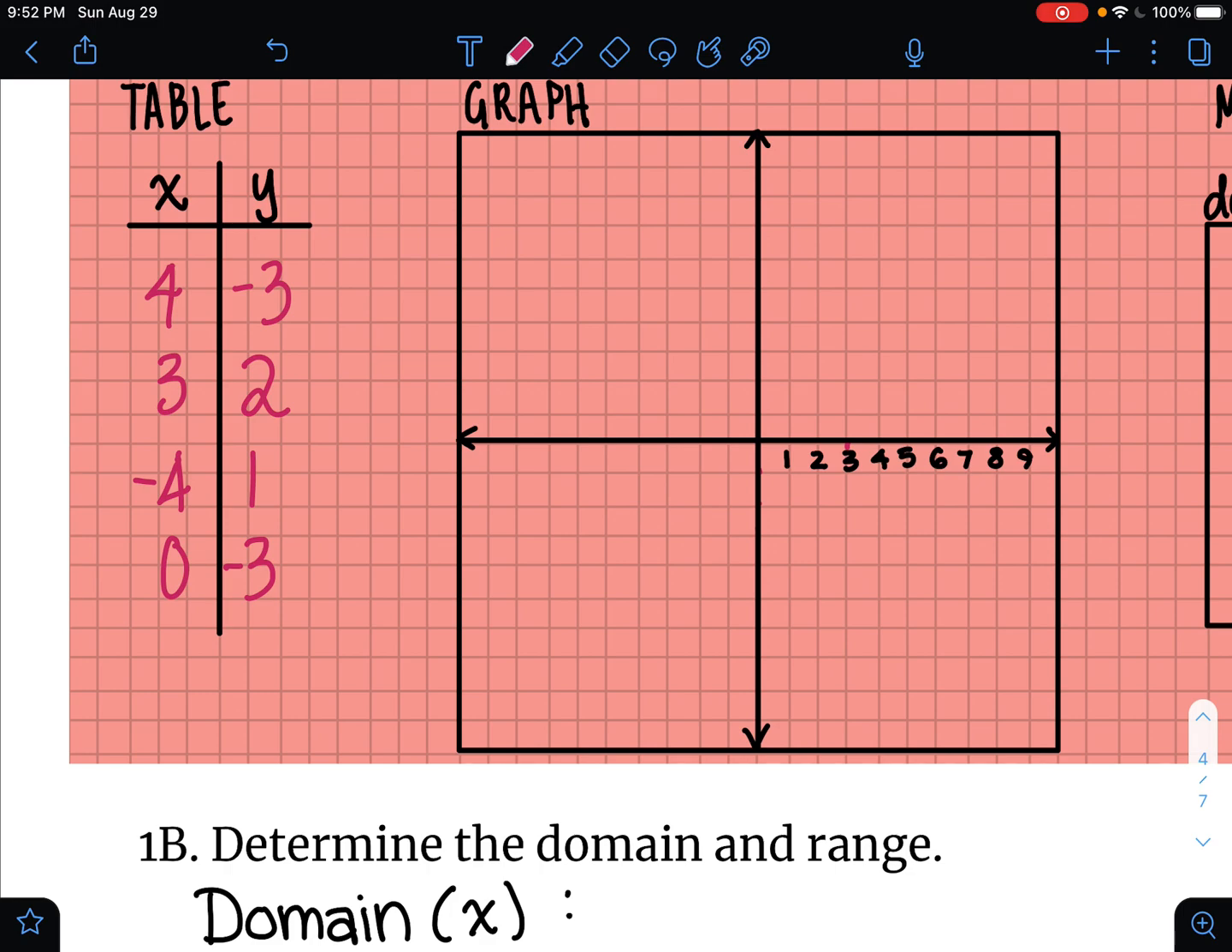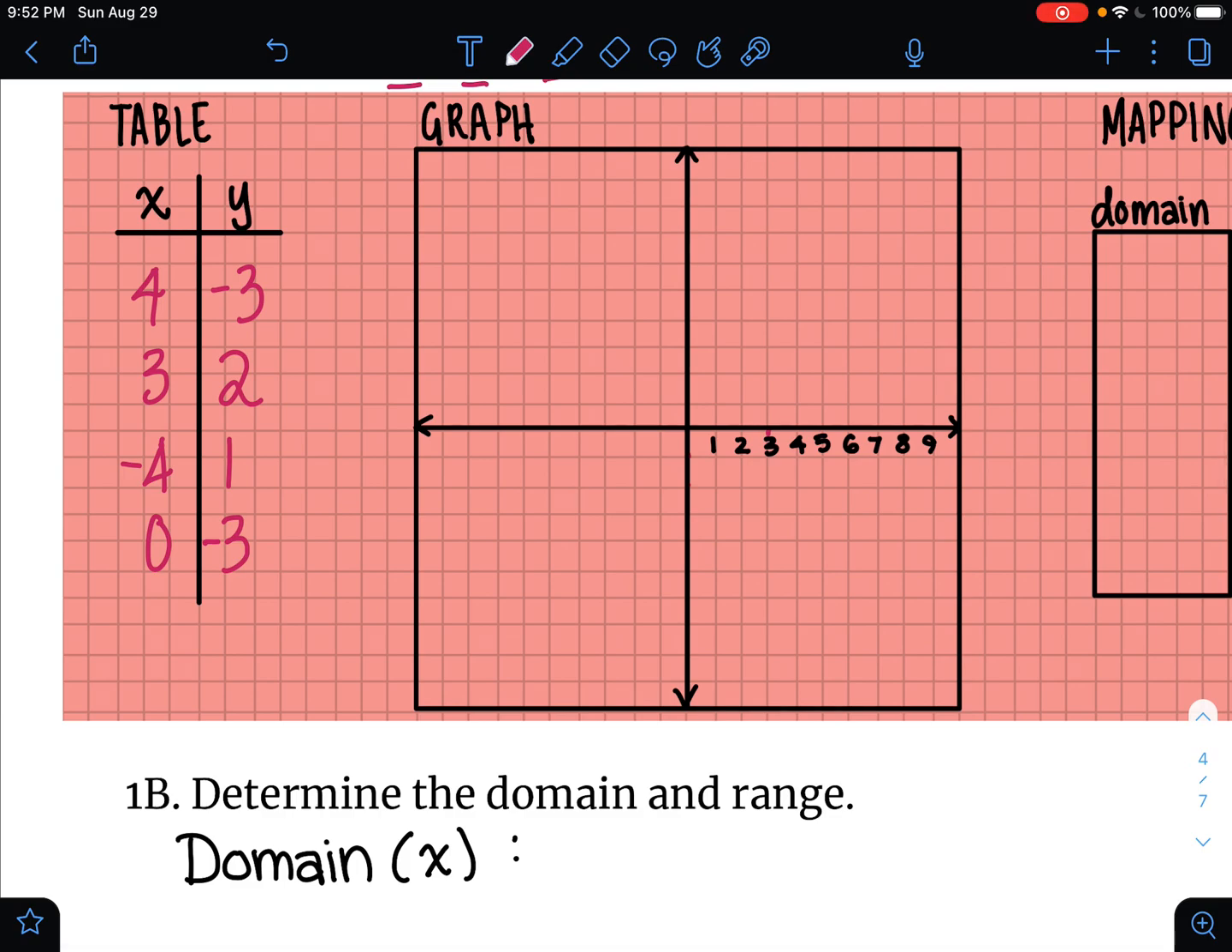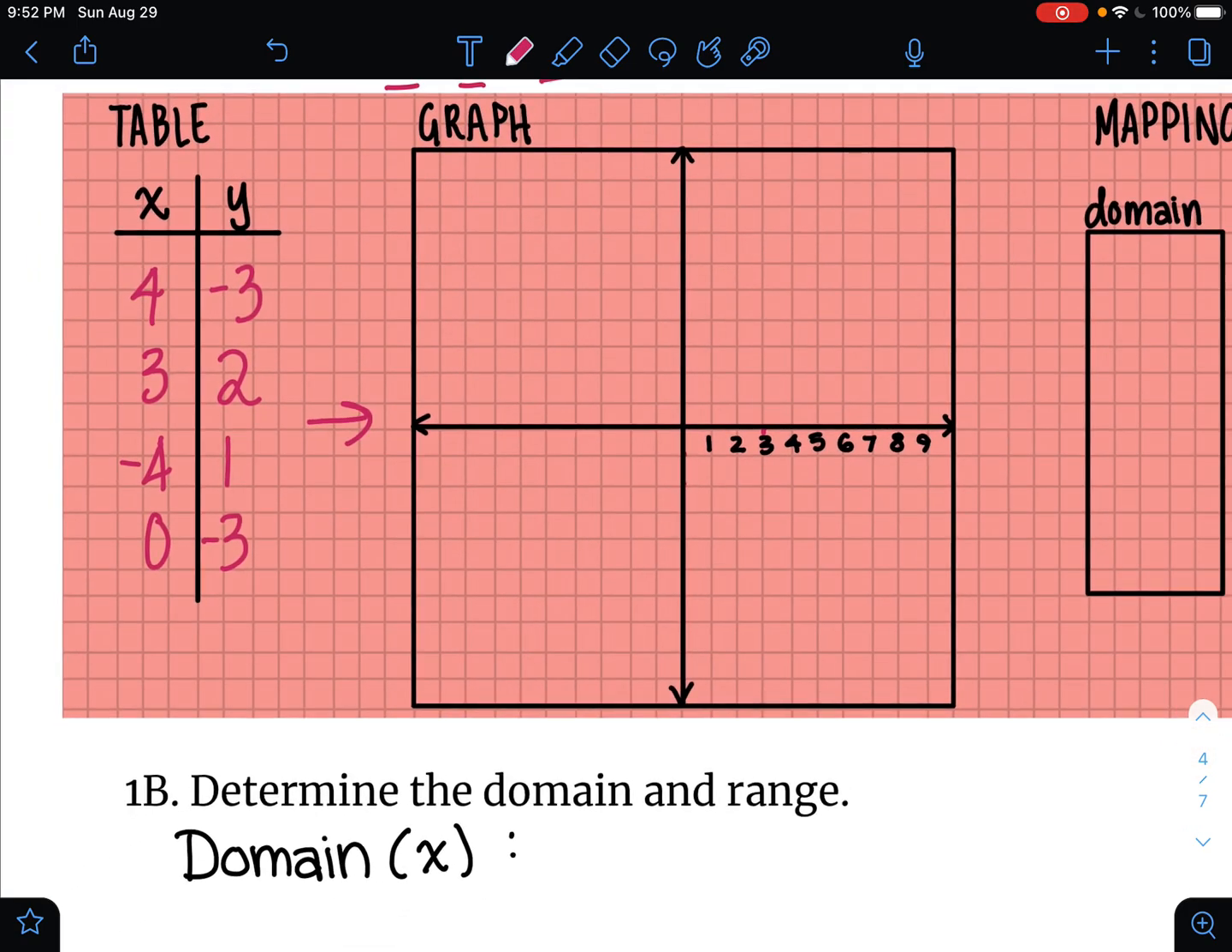We have this table filled out, and that's going to make it easier for us to graph because these tell us how many places we need to move in order to plot our points. That was very convoluted, sorry. But we're going to move on to our graph and use this to help us fill it out.